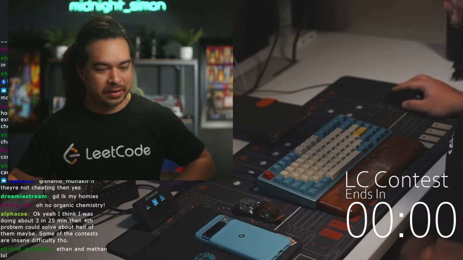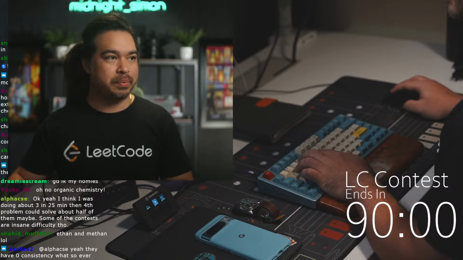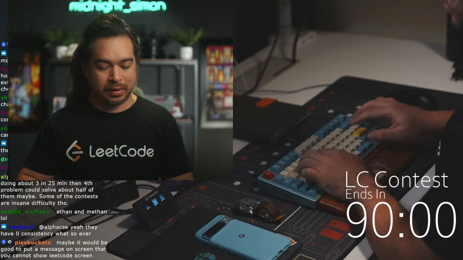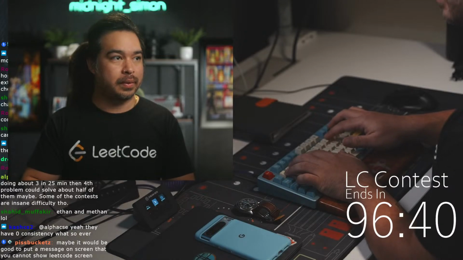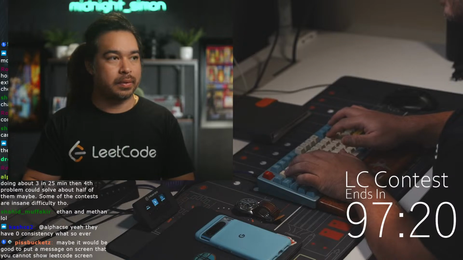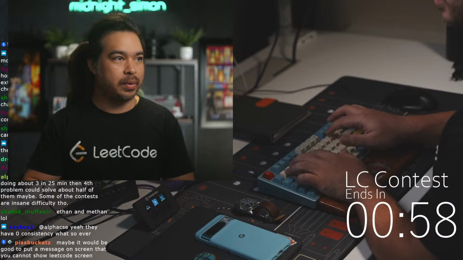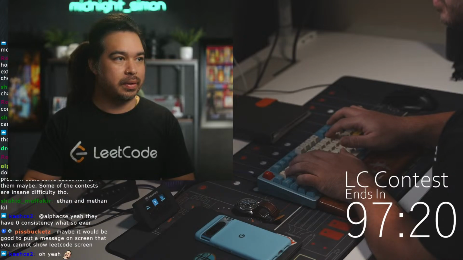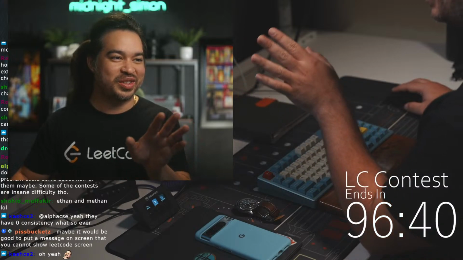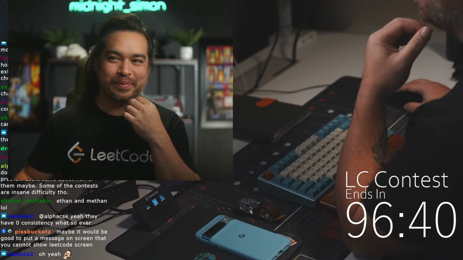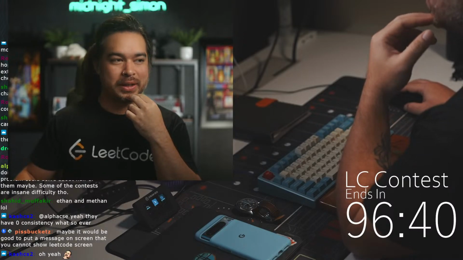All right, let me set this timer. I guess we'll put it at... wait, what am I doing? So the contest starts when it's at 90 minutes, but I'm just gonna set the timer now so I don't have to do it later. Sometimes these go out of sync.